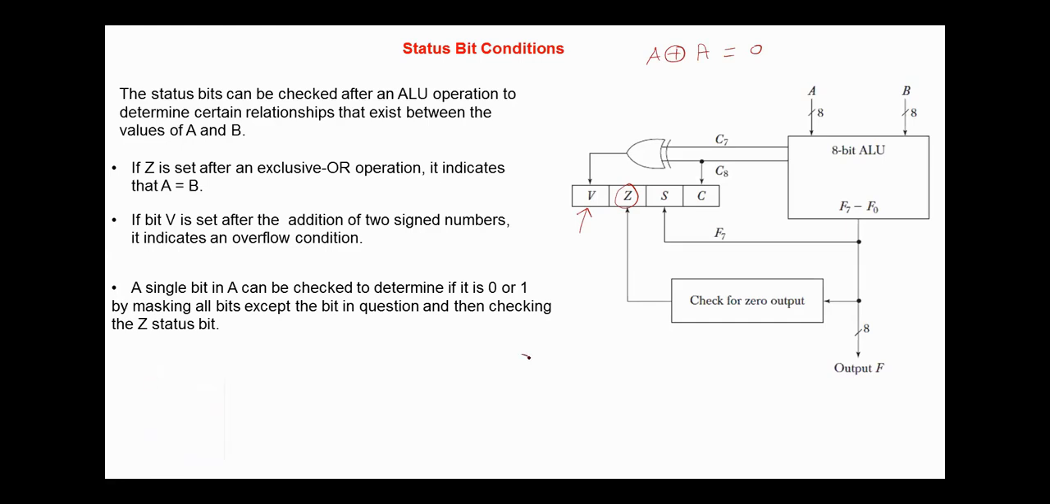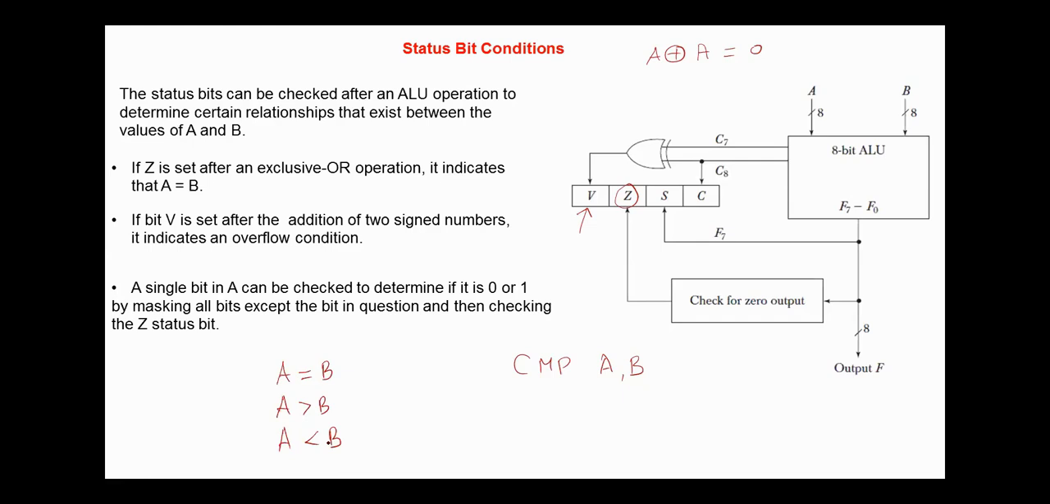And for example, we can compare the two operands A and B, and after that, check the values of the flag bits to determine if A equals B, or A is greater than B, or A is less than B, and other conditions. And I'll come to this case in more detail later in this video.